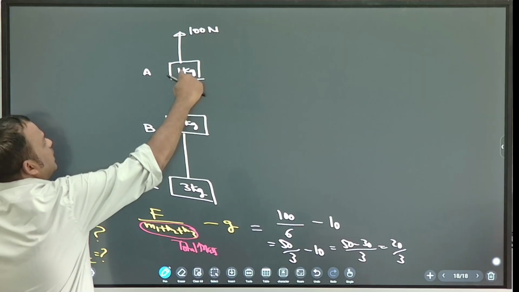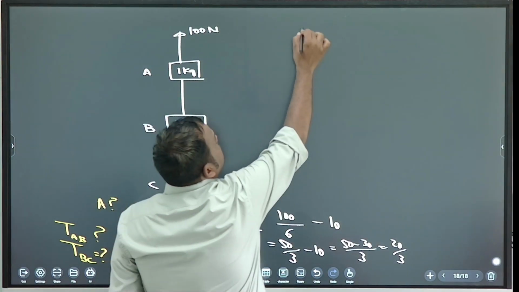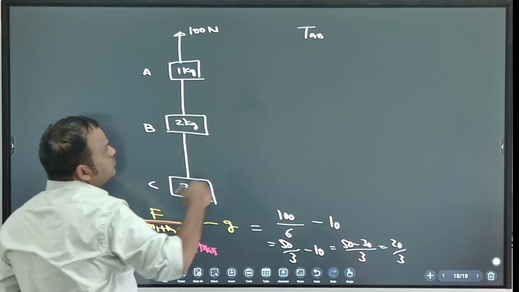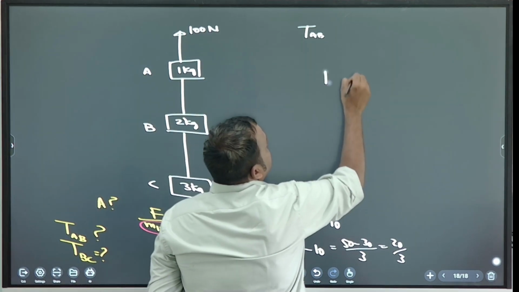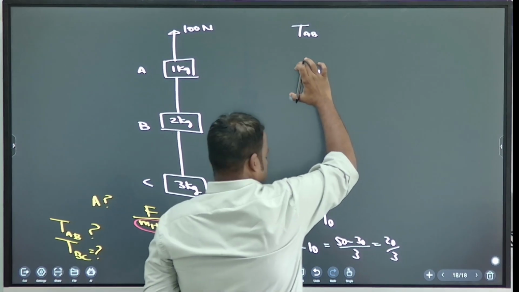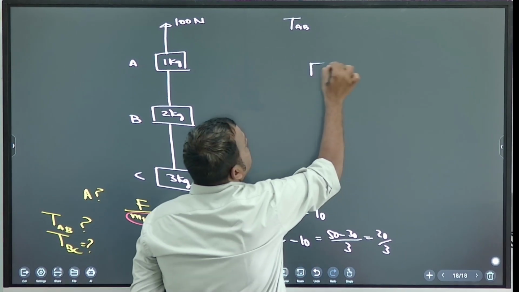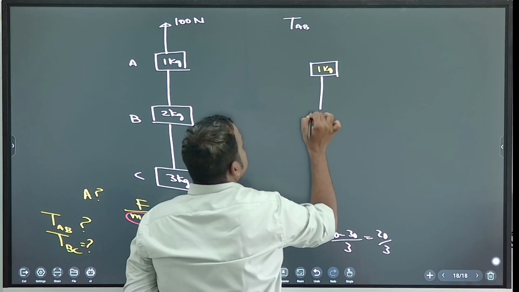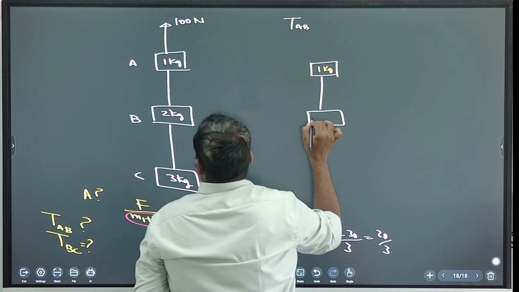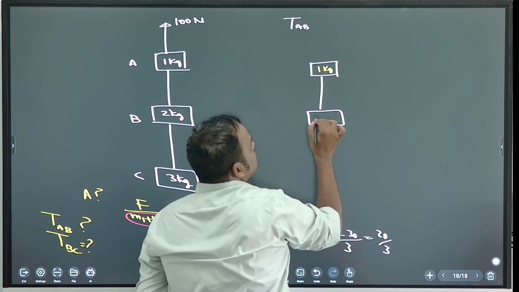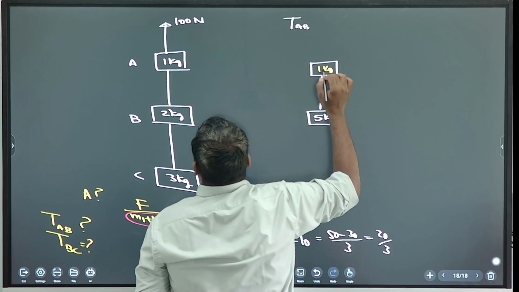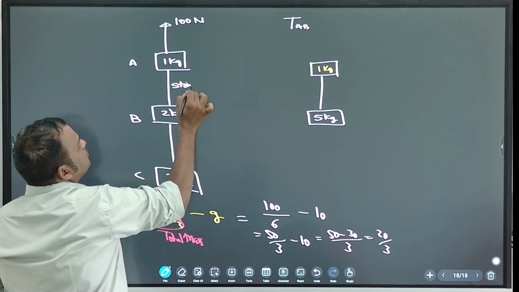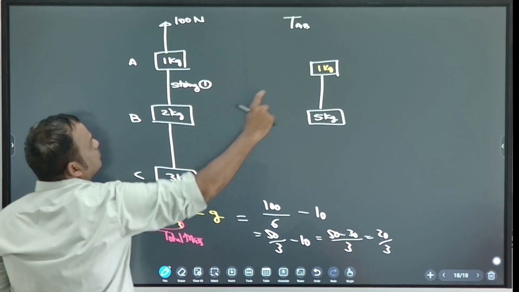Now I want the tension between A and B. So combine these two. This is A, this is B. So combine B and C. When you combine B and C, this is 1 kg. Now combine these two, 5 kg. Now this is the string 1. Understood? This is the string 1.